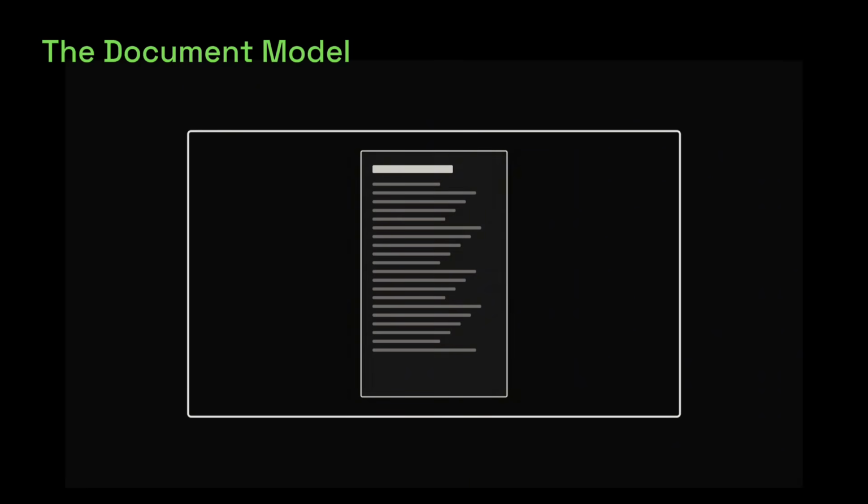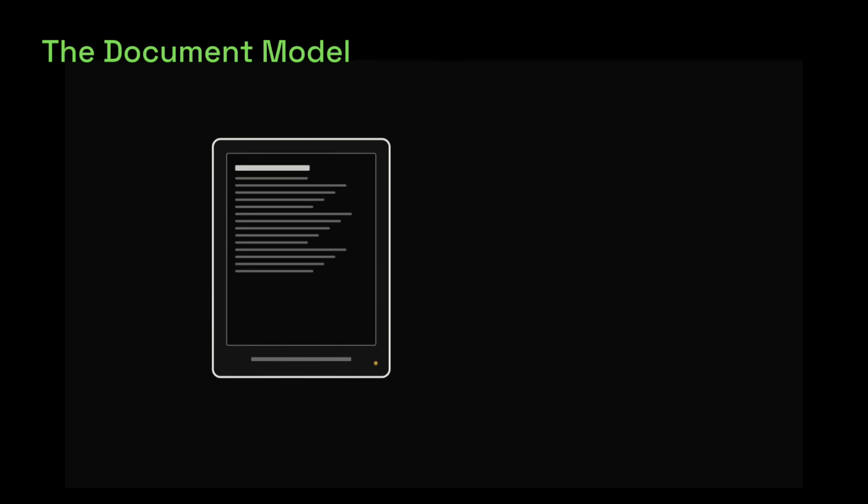Now that leaves us with the original puzzle. The screen has been landscape for 40 years. Why has the content stayed portrait? The answer is simply the document model.